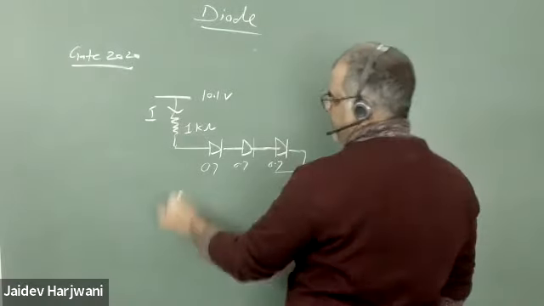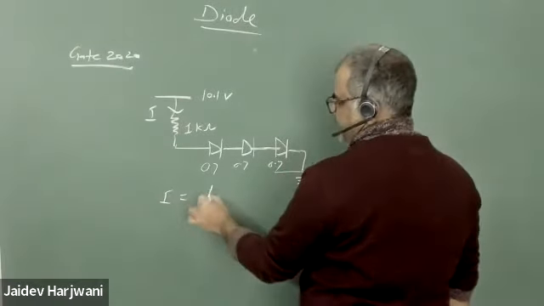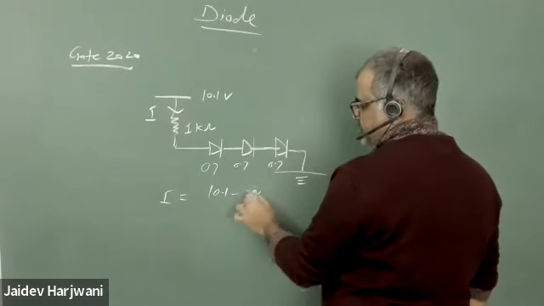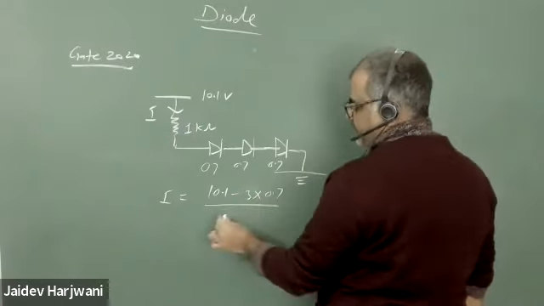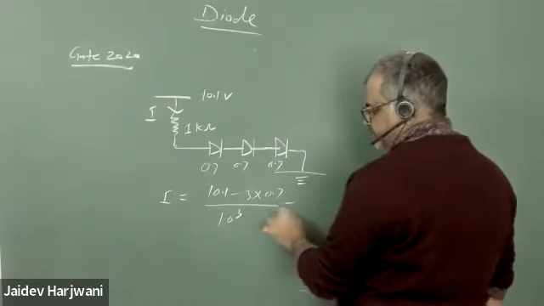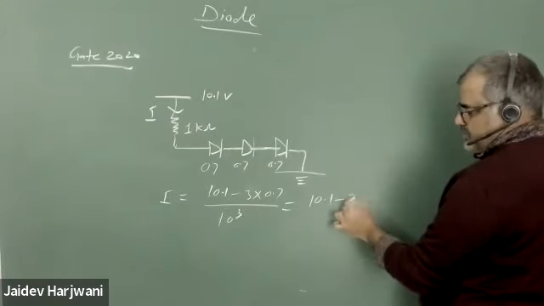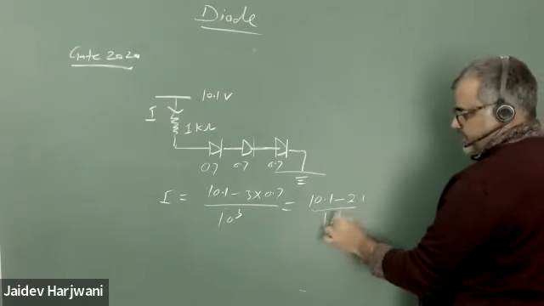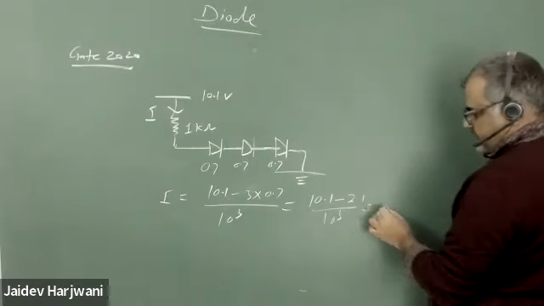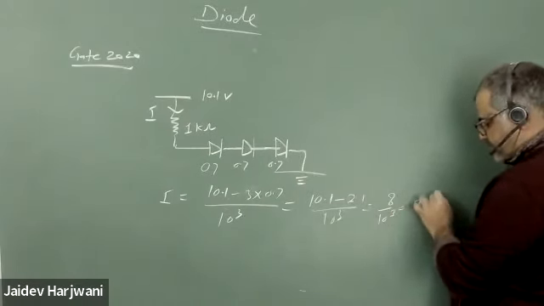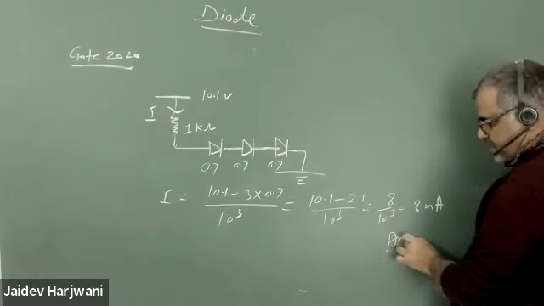So the current will be I equals 10.1 minus 2.1, that is 3 into 0.7, divided by 1 kilo ohm. So that is 10.1 minus 2.1 upon 10 raised to power 3. This becomes 8 over 10 raised to power 3, that is 8 milliampere, and this is our answer.